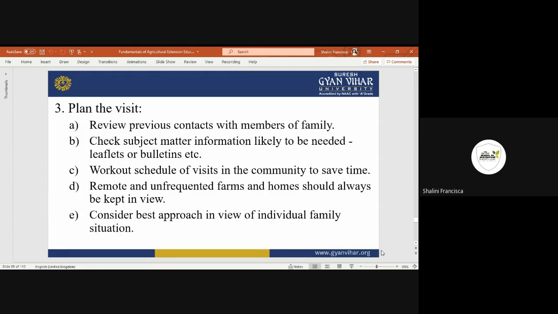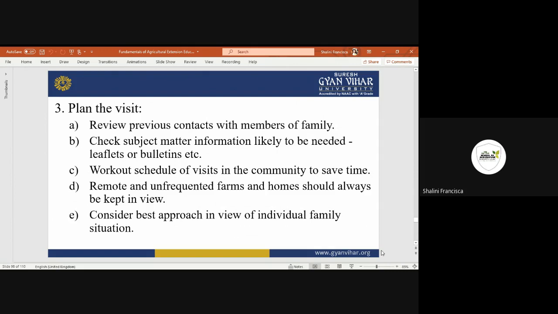So, if there are other people who have already talked to the other workers, you go and ask that person what was discussed, and whether beforehand you went and gave the information that I will come tomorrow to have some talk with you. Okay, check the subject matter information likely to be needed, leaflets or bulletins. Like if you want to give information about fertilizers or dairy farming, you need to have some handouts with you so that the people are interested to talk to you.